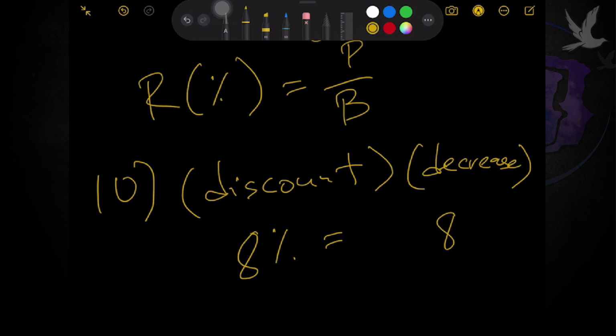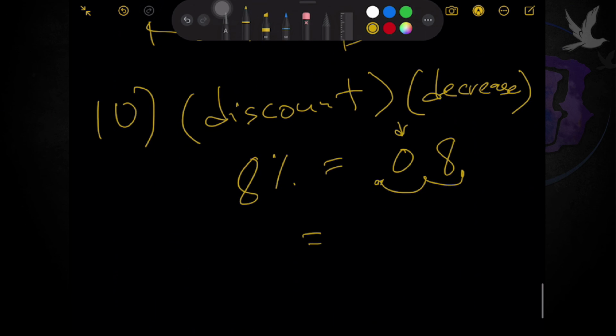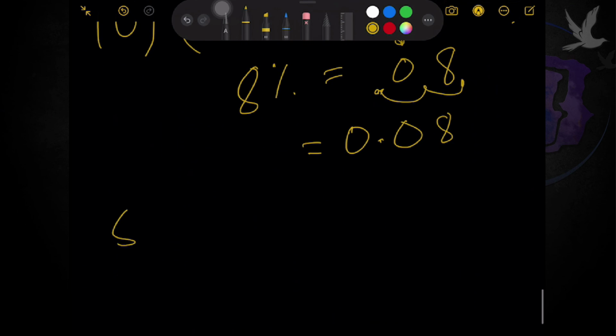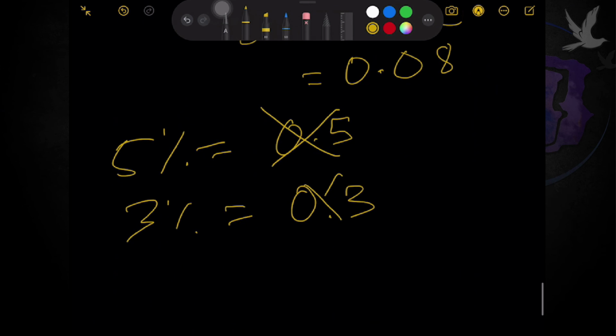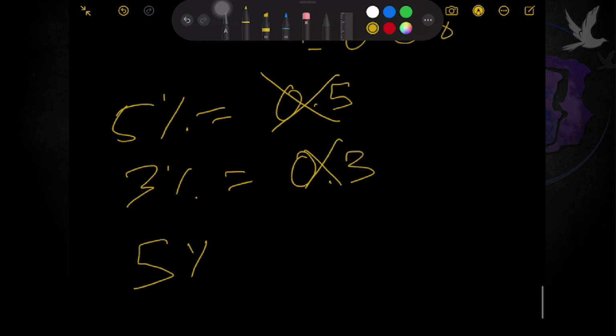So, moving the decimal places, that's 1, 2. If you notice that you have a space here, so you add a 0 there. That's 0.08. Why am I giving you this clue? Kasi most of the students tend to make a mistake. When they convert a single digit number, like 5, nagiging 0.5. That is wrong. Ang 3%, pag kino-convert nila, naging 0.3. That is also wrong.